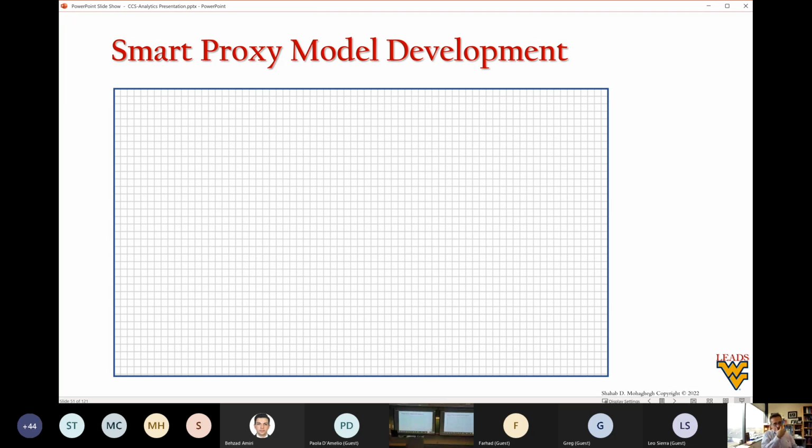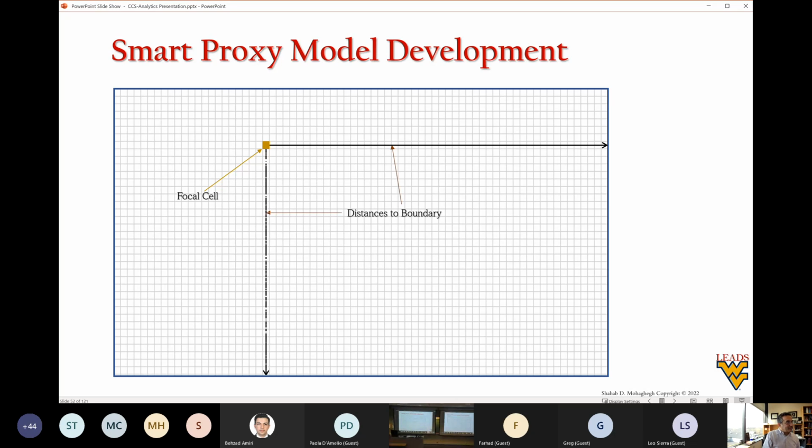So let's do it in 2D to make it easier to show, but literally we'll do it in 3D in the numerical simulation and in the smart proxy model. Every single cell that exists will be a focal cell that you generate the data for. You say, okay, if that is the focal cell, then I have neighboring cells. These neighboring cells communicate with it in 1 step. These neighboring cells communicate in 2 steps.